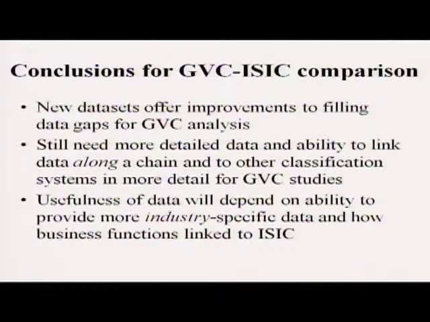So just in terms of Stacy's paper, and this will be my last slide summarizing that, and there's much, much more there that I haven't talked about. New data sets, like the type we were discussing yesterday, offer improvements to help us fill data gaps for GVC analysis. We do need more detailed data, and we have to link data along the chain, and we have to link it to other classification systems. And finally, to the degree we can come up with industry-specific data, we'll be better off in terms of the value chain work. So that's a kind of background on, yes, we can link GVC case study work or value chain work with ISIC and supply use tables, but there's still gaps that need to be filled, and that's part of what we're working on in this meeting.